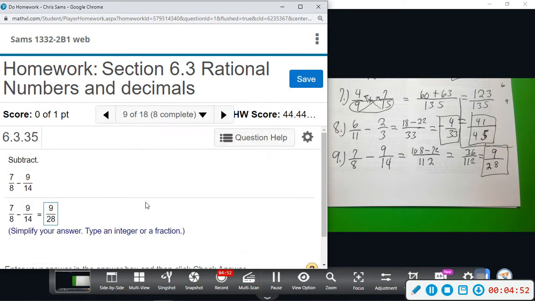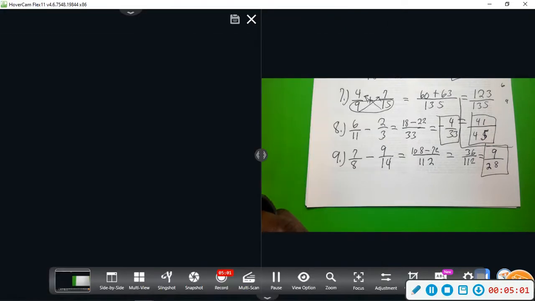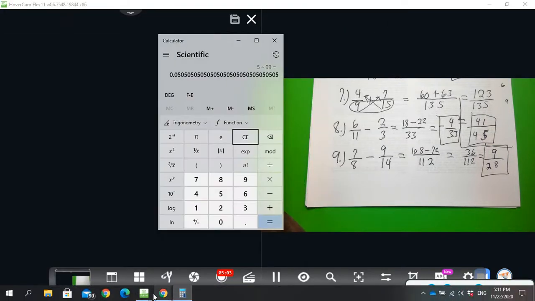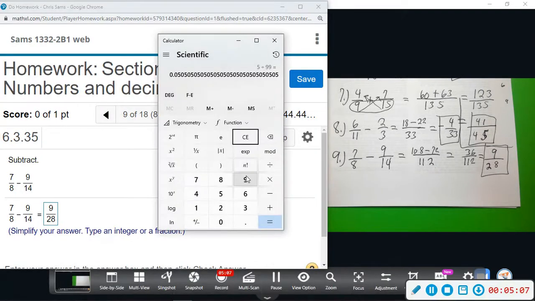Alright, so maybe I did not reduce that carefully. Let's check everything. Well, I already got the calculator open. Alright, so I'm going to clear this all out. We're going to do 8 times 14 just to check the bottom. So we get 112. Looks good. And we're going to do 7 times 14. And it gives us 98.